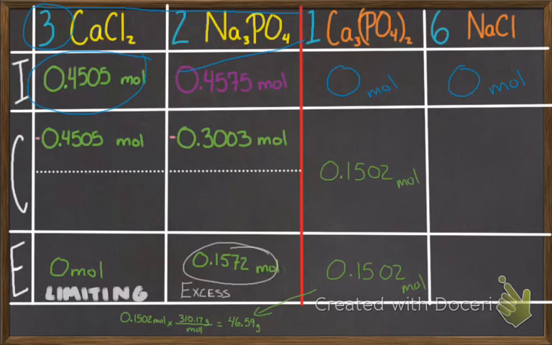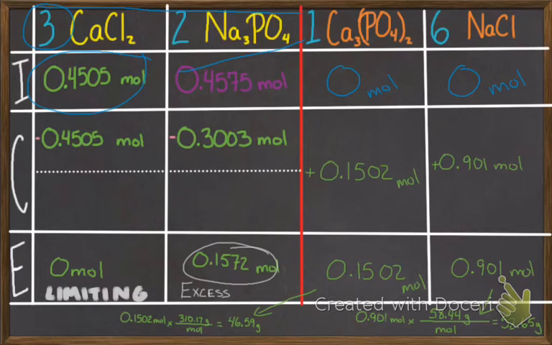And I'm going to do the exact same thing with the sodium chloride. I'm going to take 0.4505, multiply it by the coefficient 6, and divide it by the coefficient 3. Or you could just take 0.4505 and multiply it by 2 because 6 divided by 3 will give you 2. Just a quick alternate way to do it. And then when we calculate it out, we get 52.65 grams of sodium chloride that will be produced from this chemical reaction.